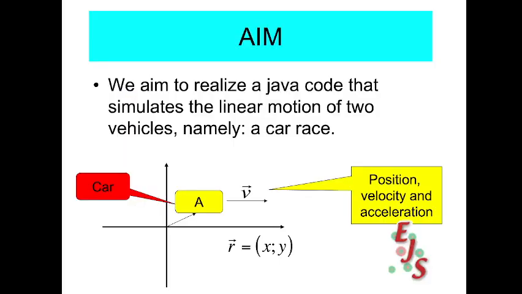Our aim is this one. We aim to realize a sort of movie, an animation, showing this rectangle representing one vehicle, which is moving at a certain speed with a certain law of motion. And we must give information to the machine, to the computer, in order to do the computations and show us the result.